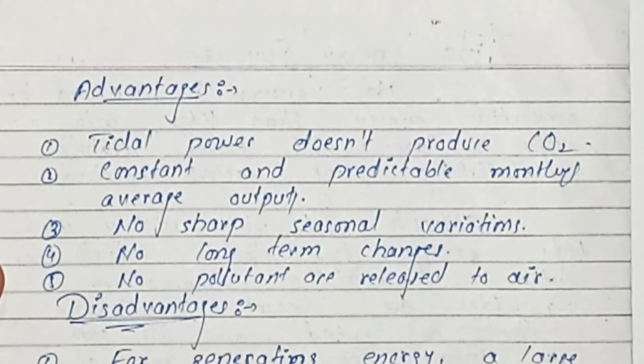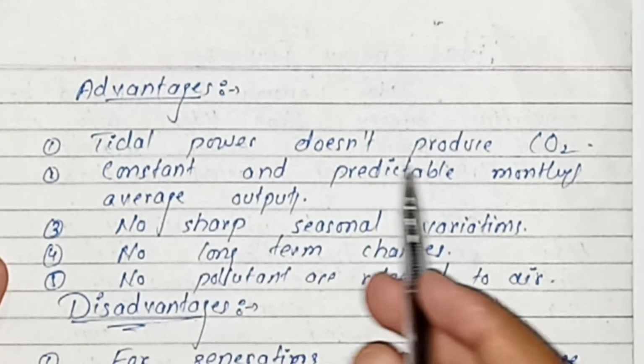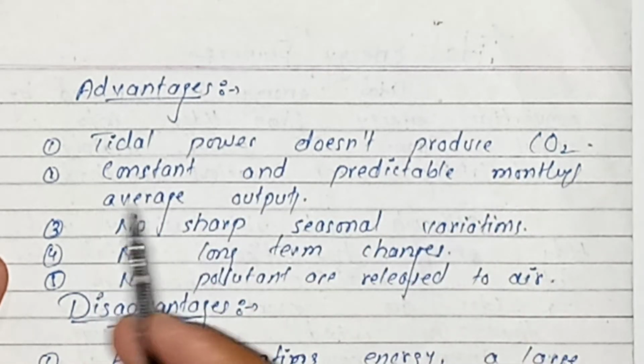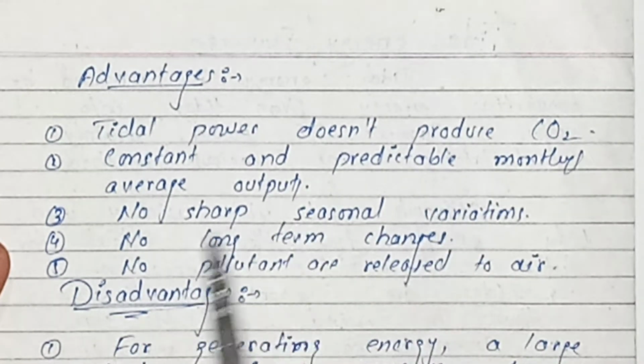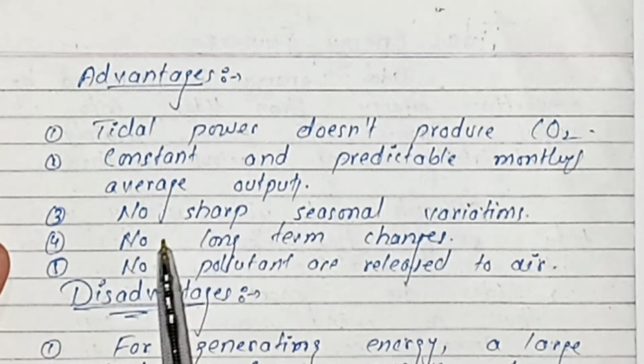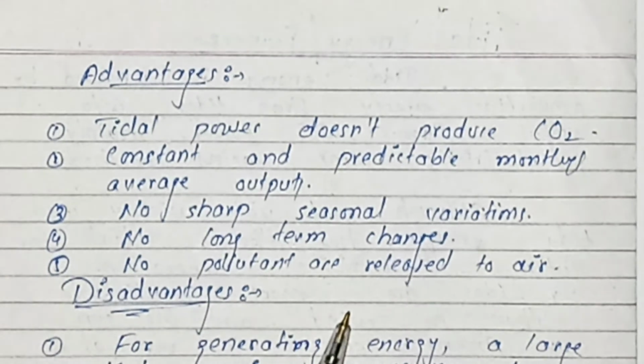So, what is the advantage of tidal energy? Tidal power doesn't produce CO2. It has a constant and predictable monthly average output. No sharp seasonal variations, no long term changes, and no pollutants are released into the air.